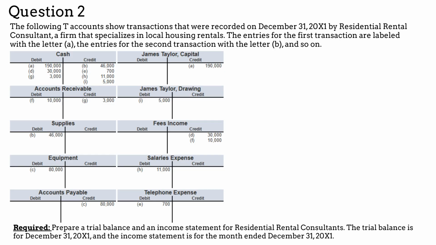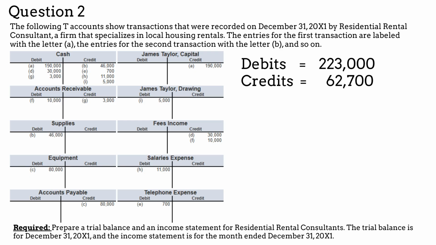For question number 2, we have several transactions that have been entered into T accounts. Our task is to prepare the trial balance and the income statement. To do that, let's look at the cash account. We'll add up all of the debits and we will add up all of the credits and then calculate the balance. When I add up all of the debits, I come up with $223,000, and when I add up all of the credits, I come up with $62,700. That means that the balance of the cash account is $160,300, the difference between the debit activity and the credit activity.